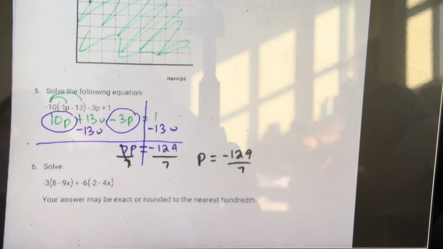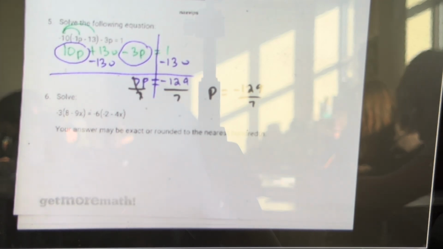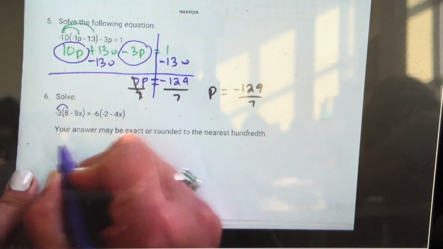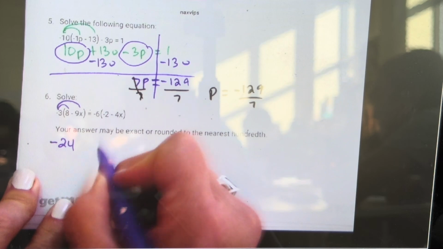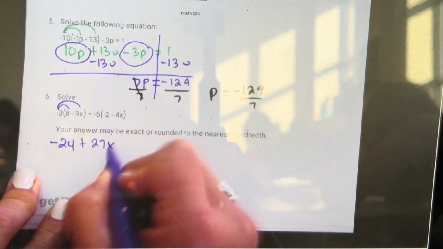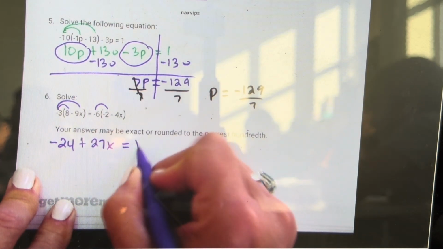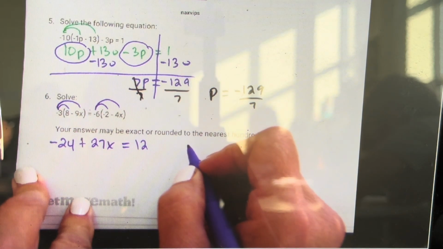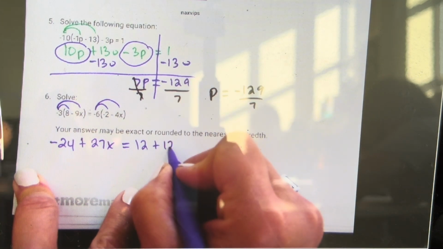Okay, number 6. What's the first thing we need to do? Yep, distribute. So negative 3 times 8 is negative 24. Negative 3 times negative 9 is positive 27x. Equals negative 6 times negative 2, 12. Negative 6 times negative 4, positive 24x. And I messed that up.